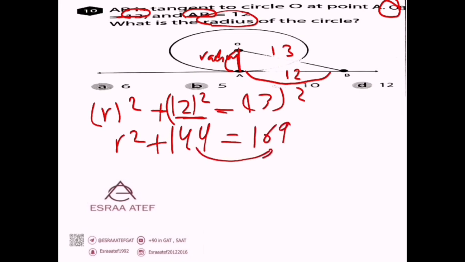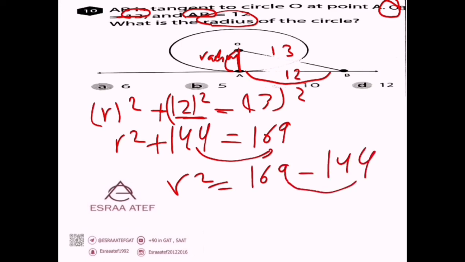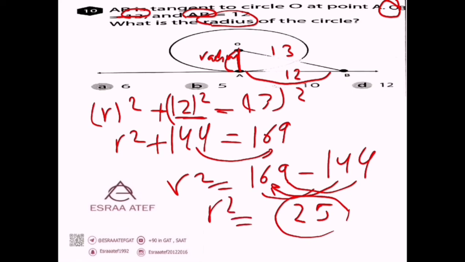So solving this one with this one, r squared equals 169 minus 144. 4 from 9, 5. 4 from 6, 2, and 1 from 1, 1. So the answer will be r squared equals 25. But I want to get r, so I will take the square root of 25, which is 5. So the radius equals 5.